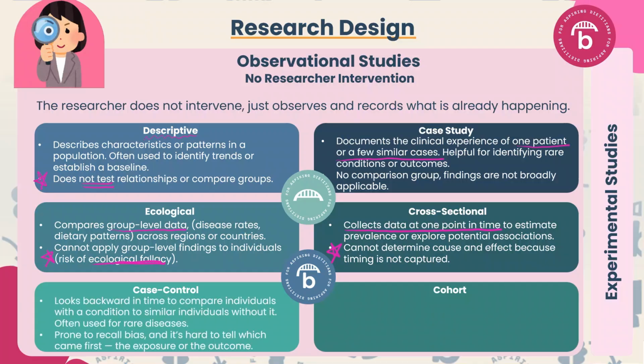Case control studies are retrospective, meaning they look backwards. They start with people who already have a condition, like type 2 diabetes, and ask, what did these people do differently from those who don't have it? These studies are great for studying rare conditions because you don't have to wait around for new cases to appear. You already have your cases.